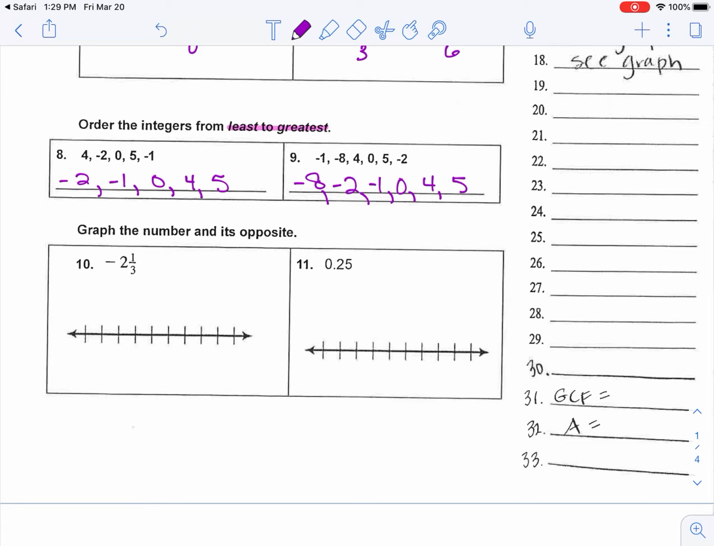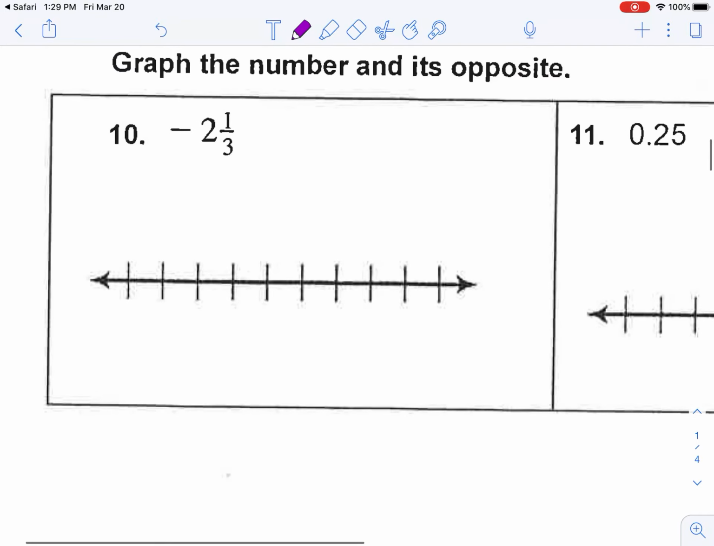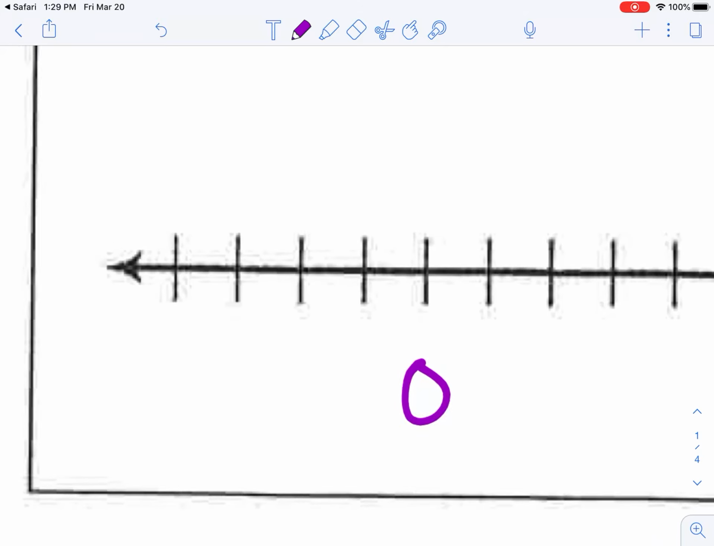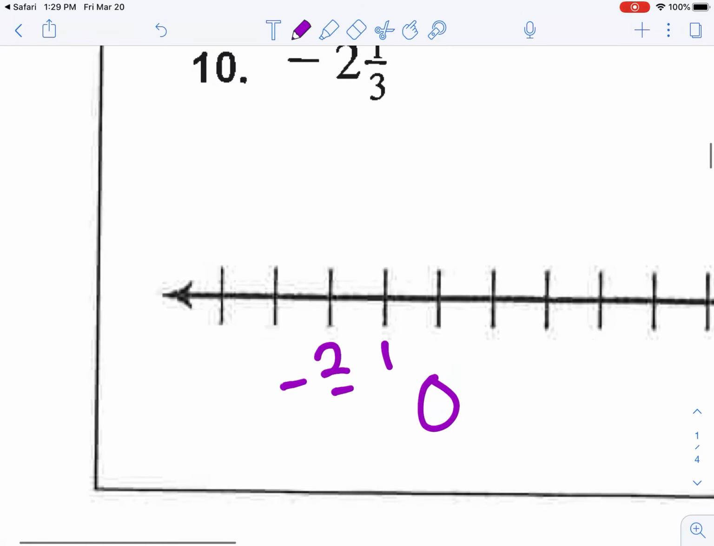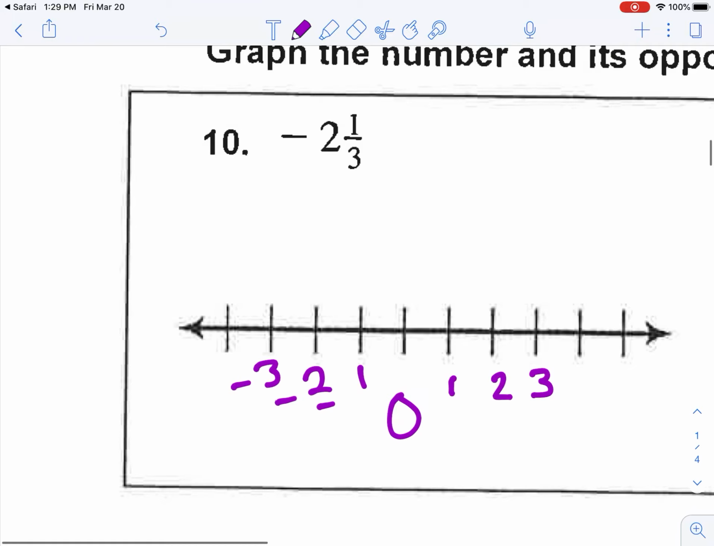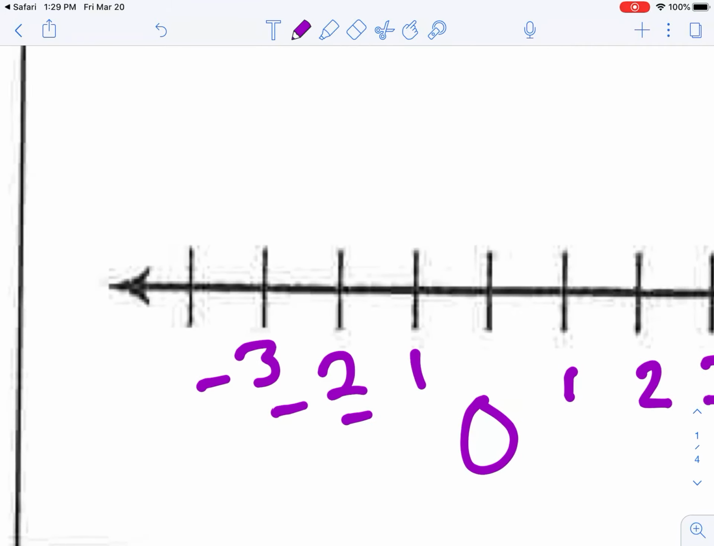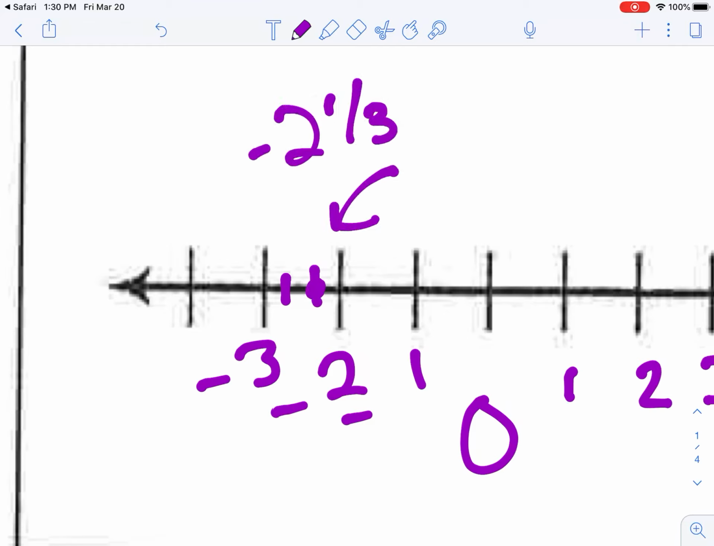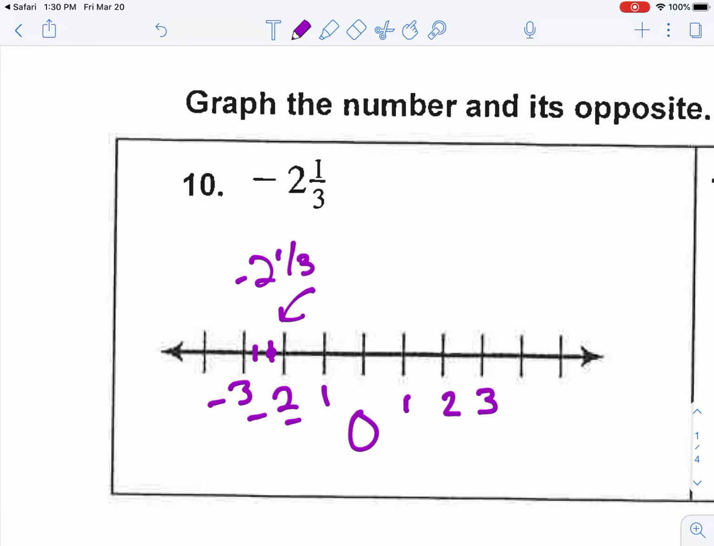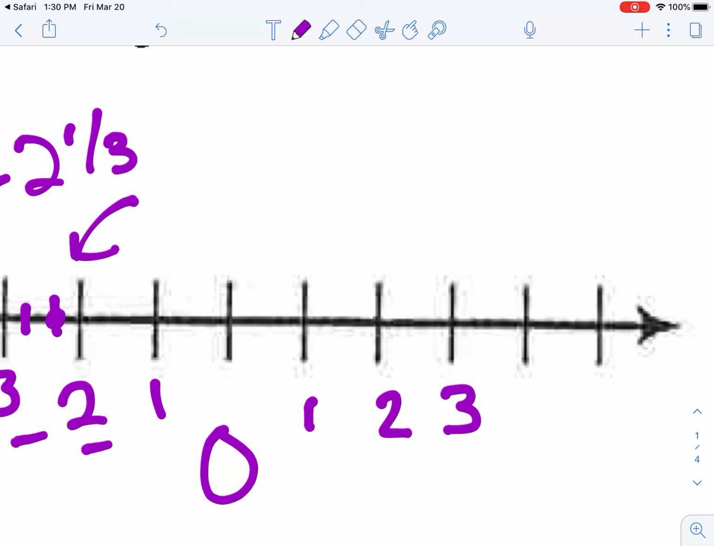Okay. Graph the number and its opposite. Again, I would put 0 right in the middle. I say this is -1, -2, and -3. +1, +2, +3. -2 and 1/3 is going to be a little bit to the left of -2. Remember, you're going to divide it up into 3 equal sections. So -2 and 1/3 would be right here. The opposite of -2 and 1/3 would be a +2 and 1/3. And again, we can divide this up into 3 sections, 1/3, 2/3, and 3/3. So 2 and 1/3 would be right here.